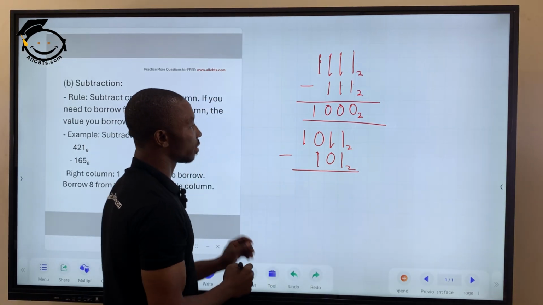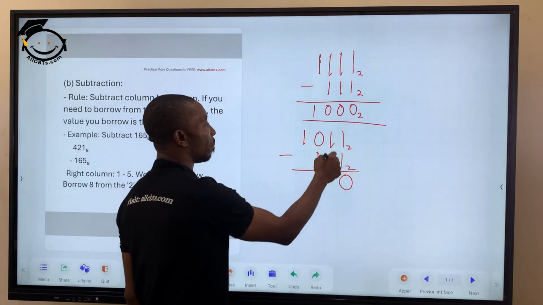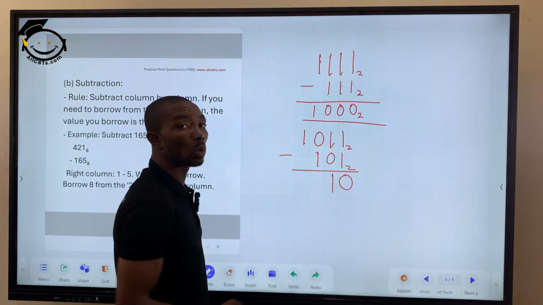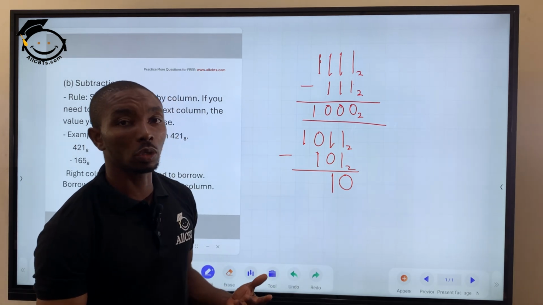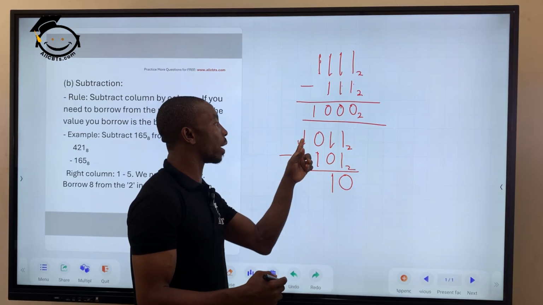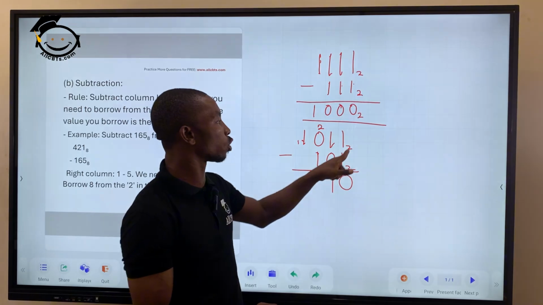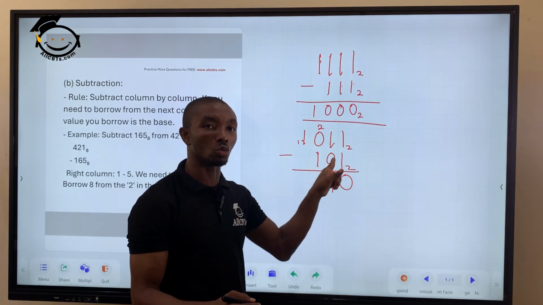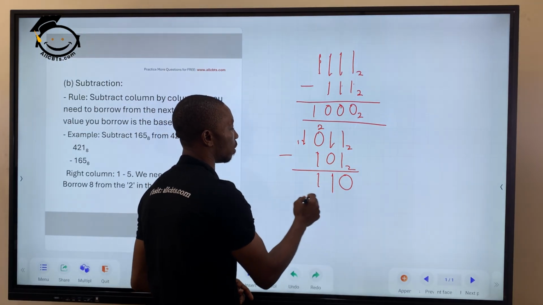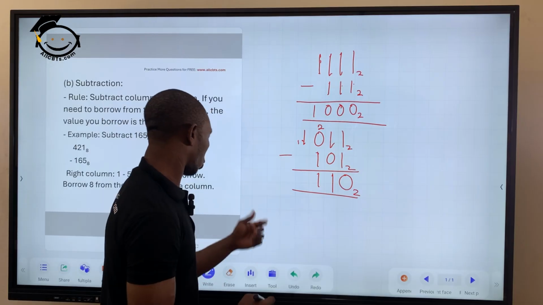With this, 1 minus 1 will give us 0. 1 minus 0 will give us 1. 0 minus 1 cannot, so what do we do? We borrow from the next column. The 1 we are borrowing from becomes 2. Why? Because we are working in base 2. So 2 minus 1 will give us 1. Our answer would be 110 base 2.